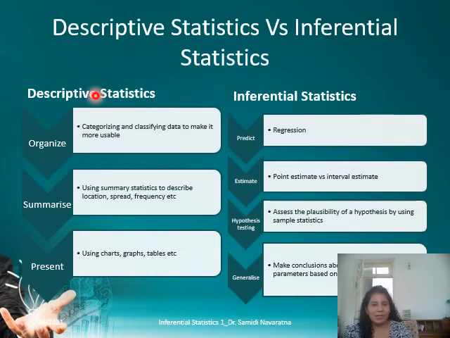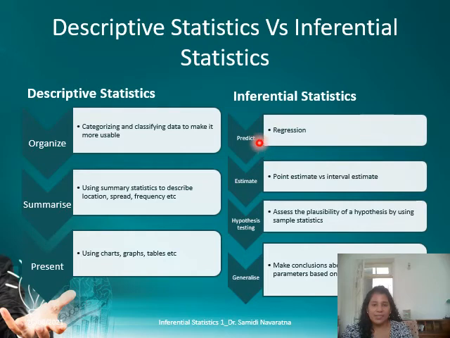This slide summarizes the functions of each branch of statistics. So the descriptive statistics are used to organize, summarize, and present data. So in summarizing the collected data, you can calculate the summary statistics like measures of location, measures of variability, etc.